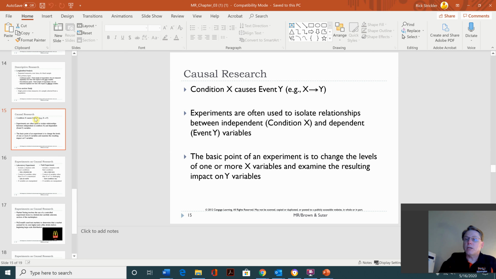Experiments are often used to isolate relationships between independent, condition X, and dependent, event Y, variables. Okay, if I wasn't hungry, condition X, then I wouldn't be making something to eat, event Y. The basic point of experiments is to change the level of one or more X variables and examine the resulting impact on Y variables.